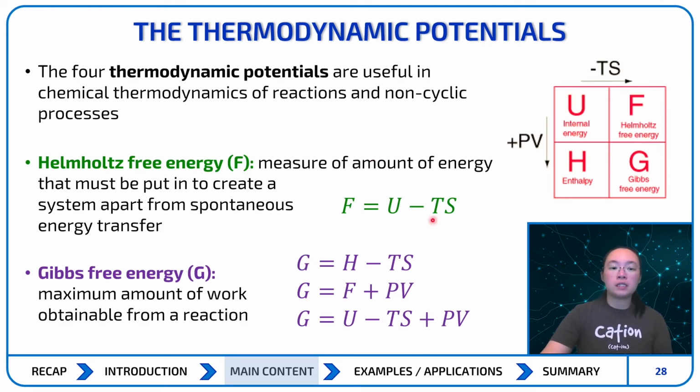So G is equal to the amount of enthalpy, which is derived from U plus PV. And then we have to consider Helmholtz free energy, which is the amount of energy that has to be put in to create a system. So we then have G. In order to get to G, we have U minus TS to get to F, and then plus PV to get to G. Or you can have U plus PV minus TS to get to G. So this chart here helps you derive all of the equations required for U, F, H, and G.